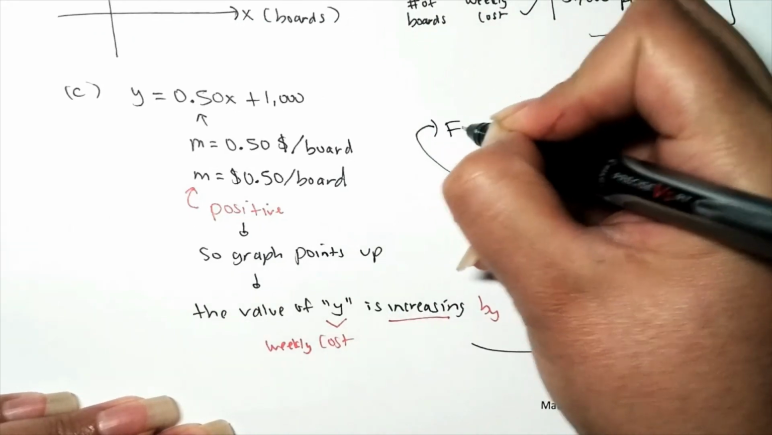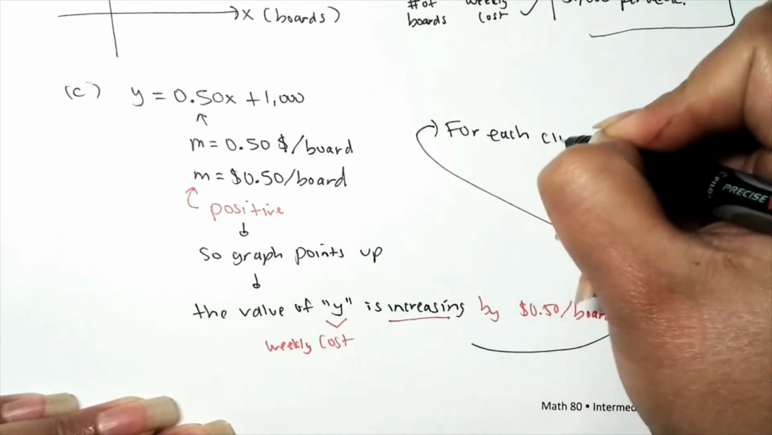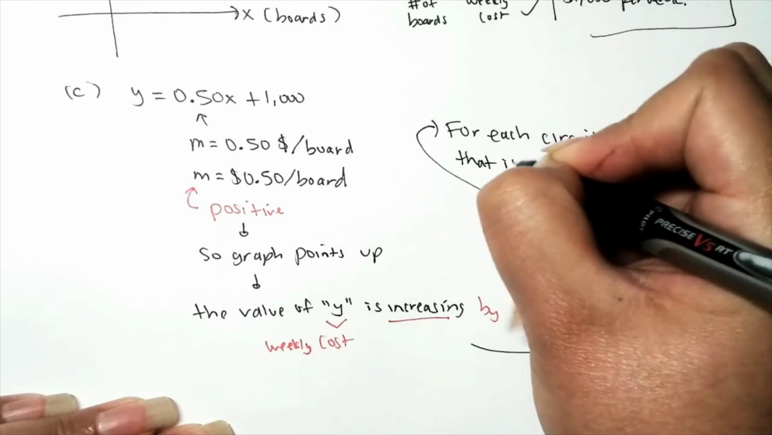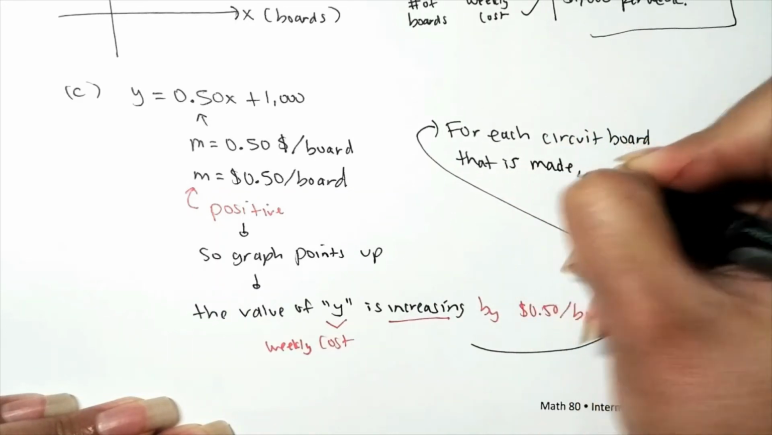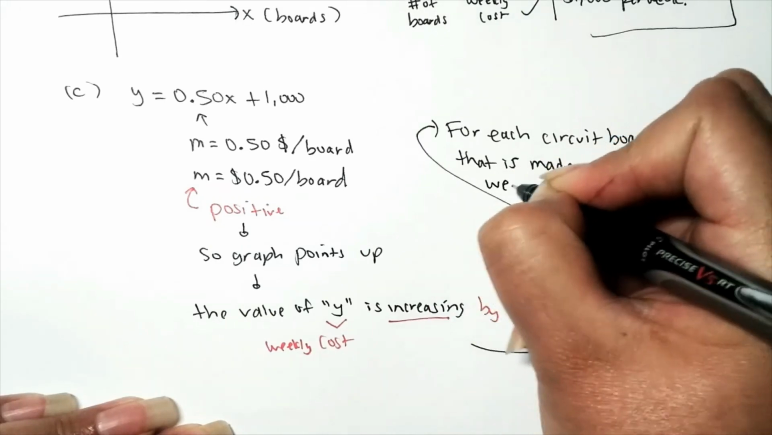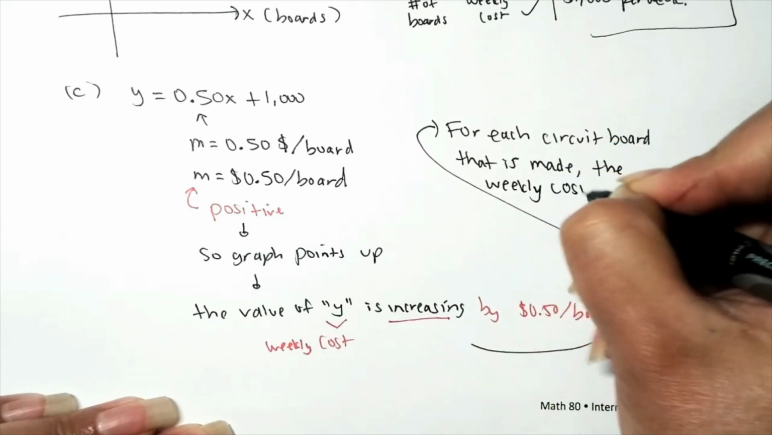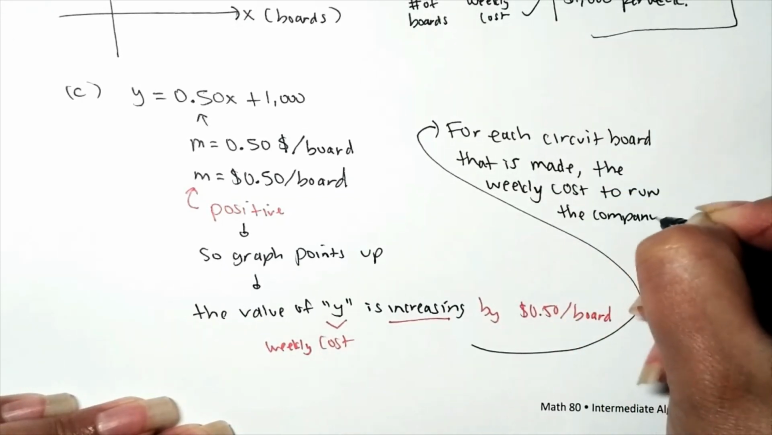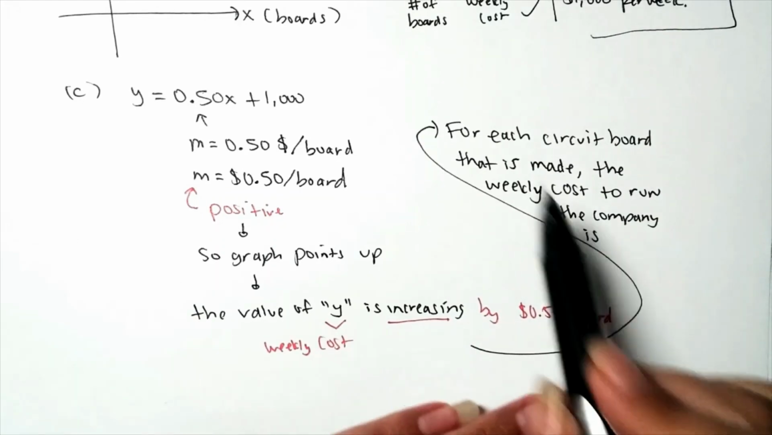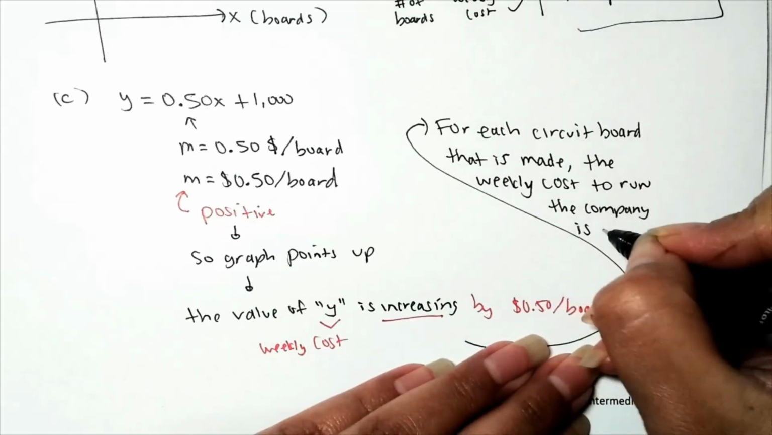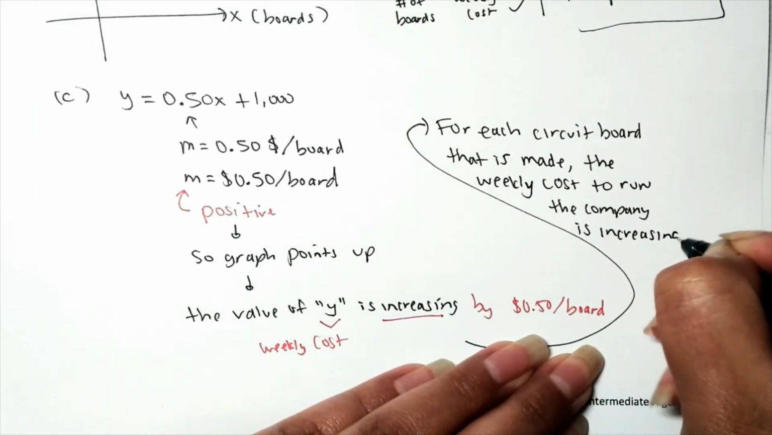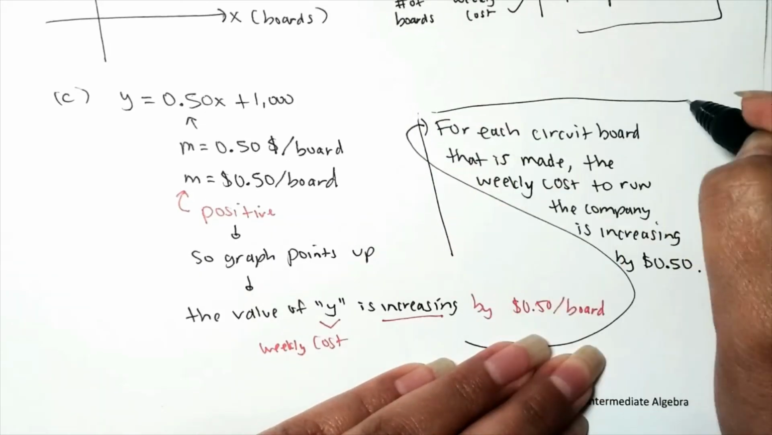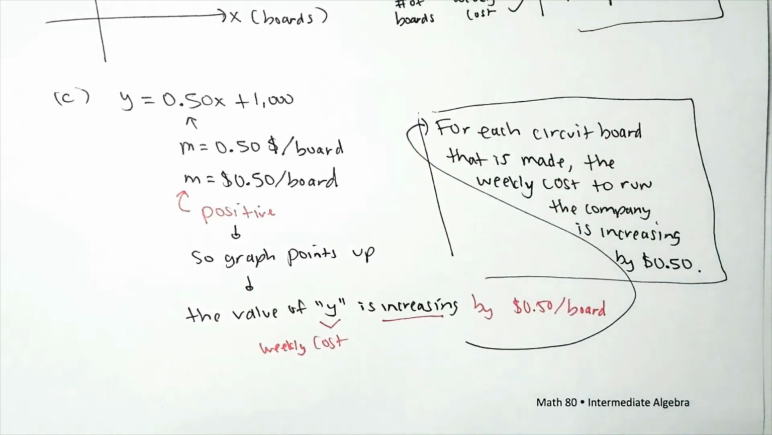For each circuit board that is made, the weekly cost to run the company is increasing by 50 cents. This is not aesthetically pleasing, sorry. All right, cool. Remind me just to continue writing on a separate sheet of paper.